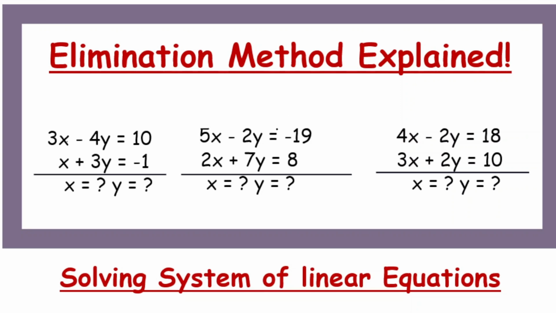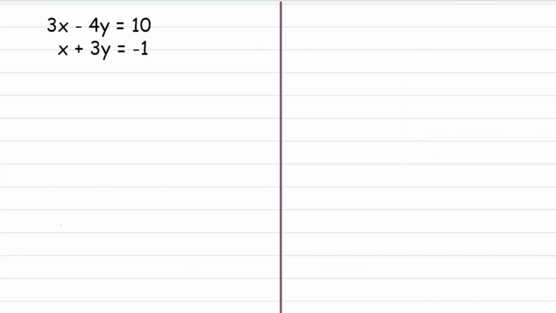Today in this video, we will be learning the elimination method to solve a system of linear equations in two variables. So let's get started. My first set of equations is 3x minus 4y equals 10, x plus 3y equals minus 1. As the name elimination method tells you, we need to eliminate one of the variables in the first step, and then we will find the value of the other variable in the second step.